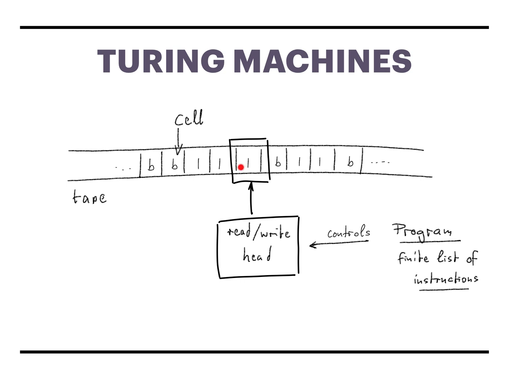Now the tape can be monitored and altered and edited using a read-write head that always points to a single cell. This read-write head can read the current cell, it can change the content of the current cell, and it can move. And all this happens according to a program, a program that controls the movement and the editing process of this head. And a program is what you would expect, just a finite list of instructions. What those instructions look like, we will look at next.